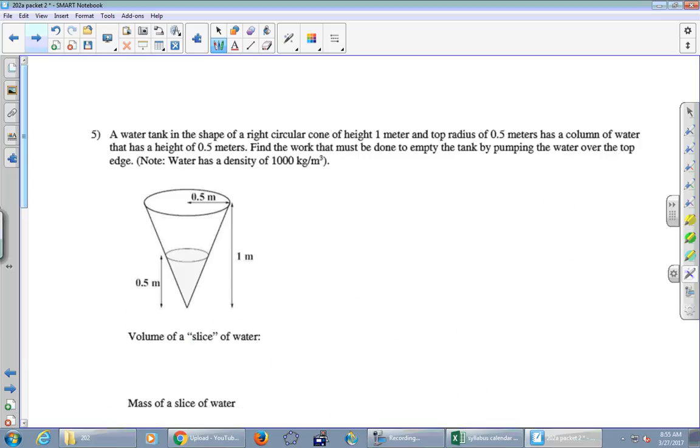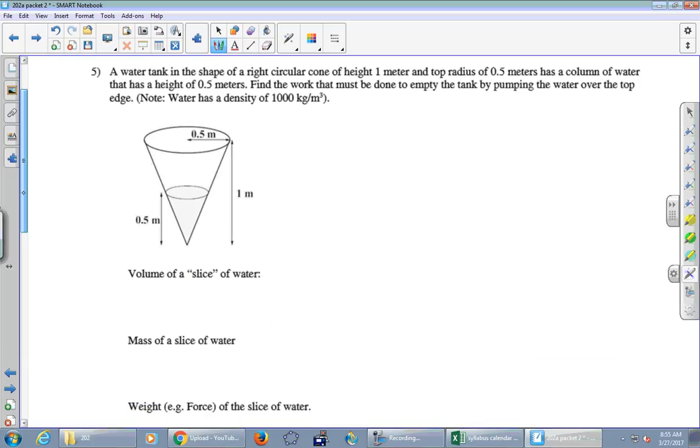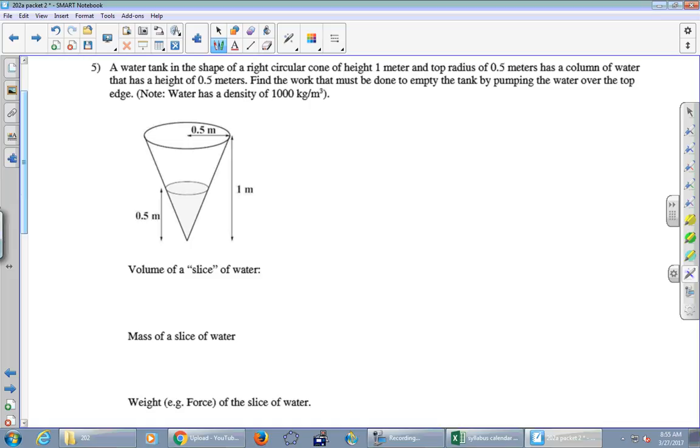A water tank in the shape of a right circular cone of height 1 meter and top radius 0.5 meters has a column of water that has a height of 0.5 meters. So all of that is marked in the picture. Find the work that must be done to empty the tank by pumping the water over the top edge. And then there's something there about the density of water. Okay, so we're trying to get all this water out of the top of the tank.